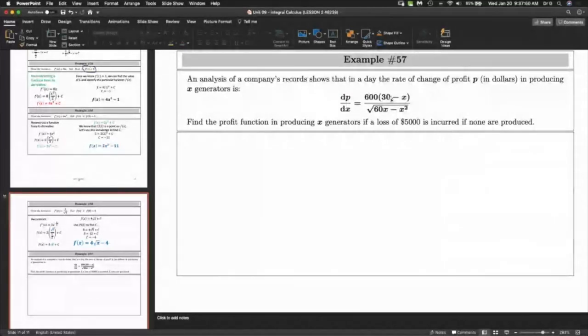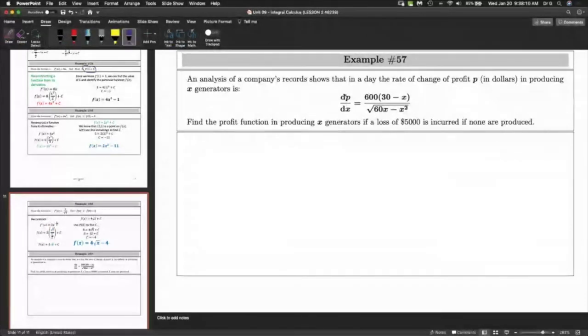So we're given the following. The analysis of a company's records shows that the rate of change, that's a derivative, of the profit, P, by producing X generators is given by this. Now, I know there's people here that are like, wait a second, what the heck does this mean? Okay, so don't worry, I'll write it over here. This is what it means, people. It's the same thing as saying P prime of X, okay? So it's just the derivative as far as you're concerned. We're just finding the derivative. Sorry, we're given the derivative.